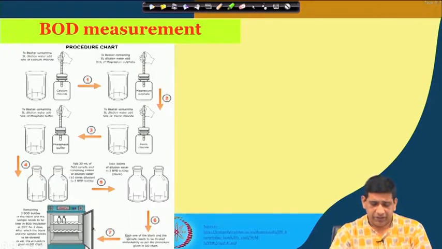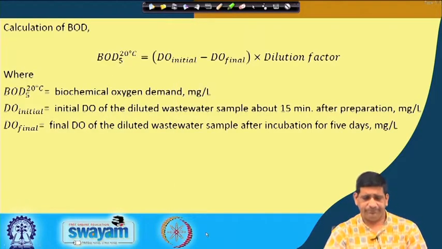Each one of them has a blank, and the sample needs to be titrated immediately, or we can do the titration after 5 days. The sample needs to be titrated as per the procedure. The other option is to measure the DO in the beginning and then measure the DO at the end using a DO meter or DO probe, and then you compare and take the number.